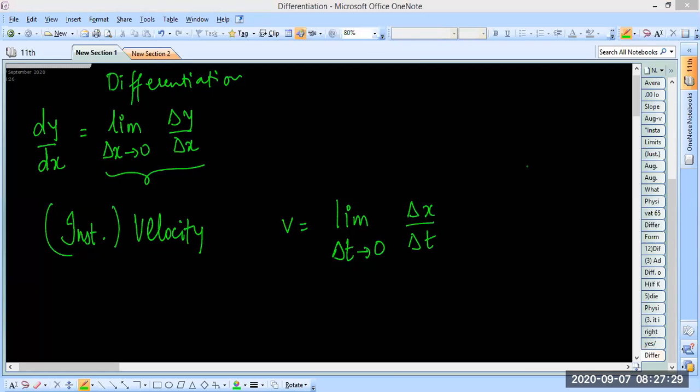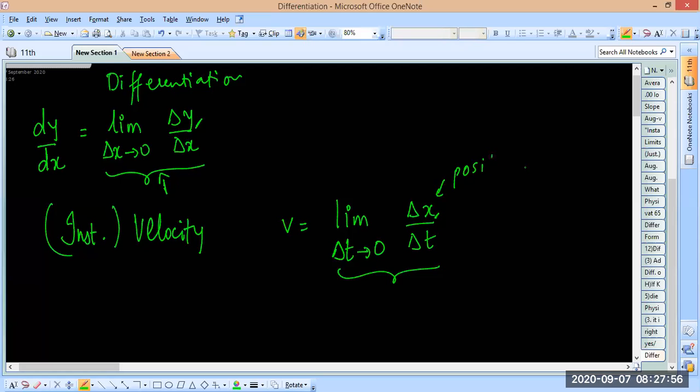Now see, this is so much like this. Yes or no? This is so much like that differentiation definition, limit delta x tends to 0 delta y by delta x, right? In fact, at y's place, here you have x. This x stands for position. I hope you remember that, right?